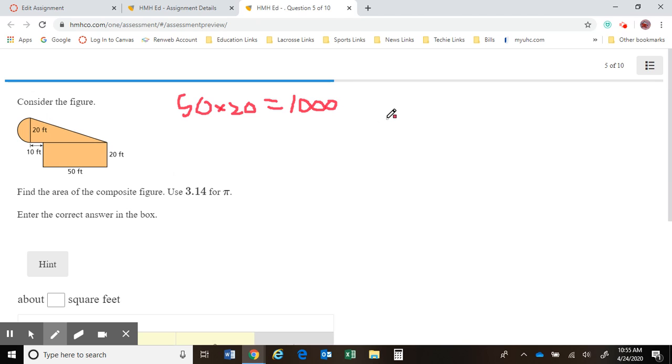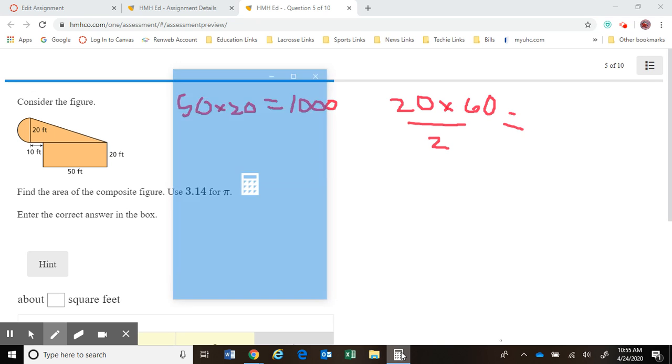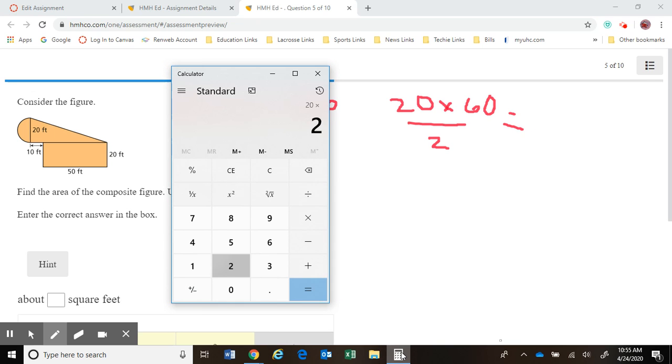Now let's do the triangle. 20 times 60. Why is it 60? Again, it's this whole length here. So I had to add 10 and 50 together. Divided by 2. What do I get? 20 times 60, divided by 2. I get 600.